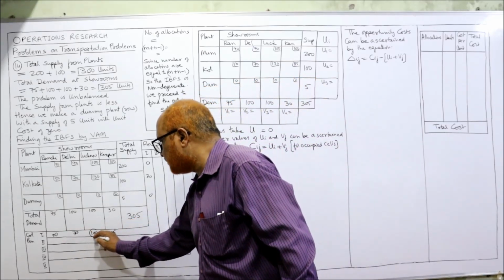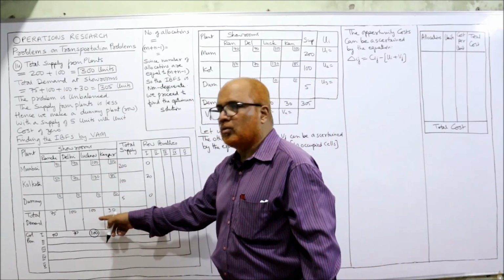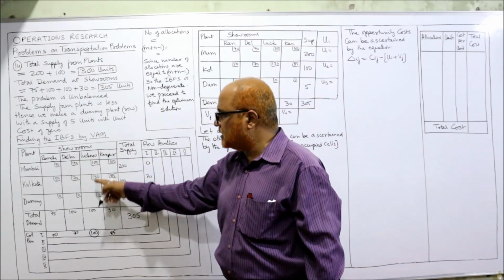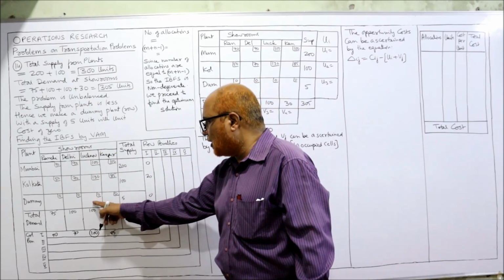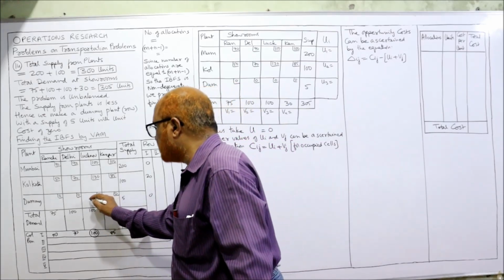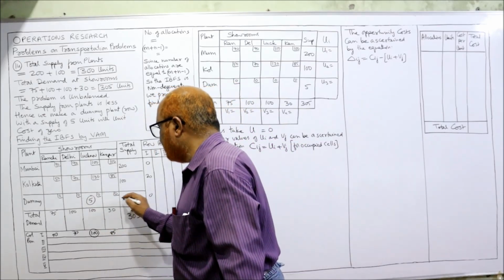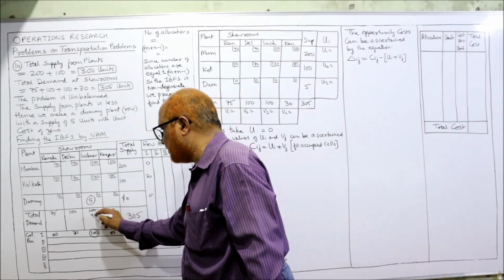Round off 100. In which column are we getting it? In the column Lucknow. What is the minimum cost in this column? 0. So we fill up this cell. The row total is 5, column total is 100. So we allocate 5 here. 5 minus 5 will become 0. 100 minus 5 will remain 95.